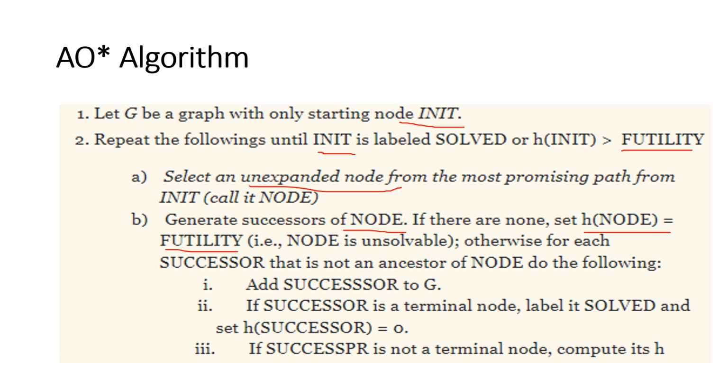Then if the successors exist, for each successor, add that node to the search graph. If the successor is a terminal one, then mark it as solved and set h equal to 0. That means if a goal node is reached, then h of g will be 0. If the successor is not a terminal node, then compute the heuristic value, just estimating the cost to reach the goal.